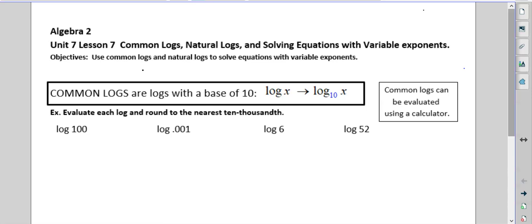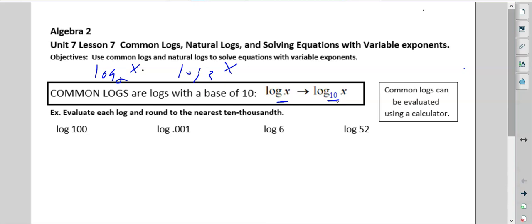All right. Lesson 7. Common logs, natural logs, and solving equations with variable exponents. So we have referred to in the past things like log 2 of x, log 3 of x. And we always said that if there was no number here, that the base was 10. Okay, so log of x is the same as log 10 of x, right?